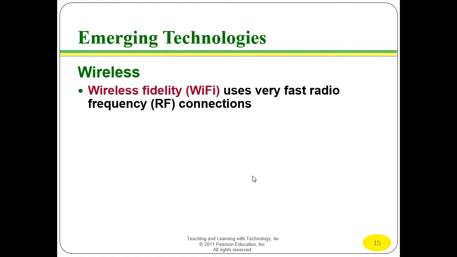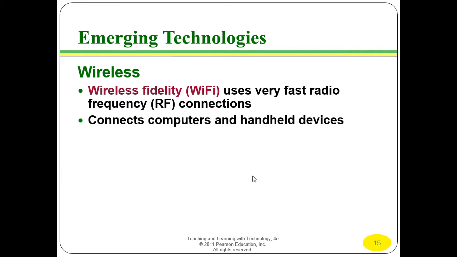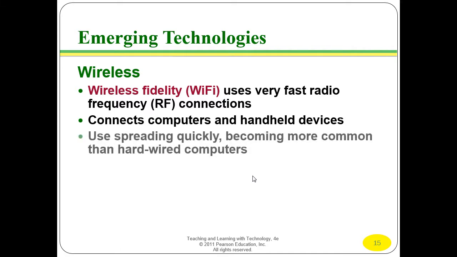Wireless. Wireless fidelity, or Wi-Fi, uses very fast radio frequency connections. This is like the radio that you and I listen to, but yet the frequency is very high. And this Wi-Fi will connect computers and other handheld devices and all kinds of other electronic devices without wires. It's usually spreading quickly, and it's becoming more common than hardwired computers, because let's face it, we hook up wires to all of these components, especially if it's a networked lab.